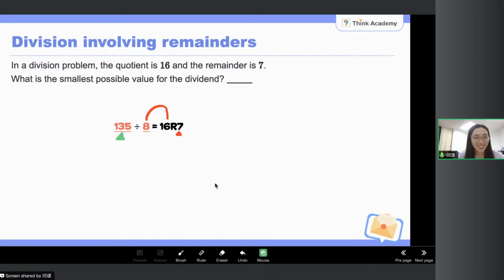Should be okay. So this is answer 135. Always remember that the divisor must be bigger than the remainder. They cannot be equal, right? Remember, 8 divided by 4, you cannot write it as 1 remainder 4, right? So you must write it as 8 divided by 4, which is 2.